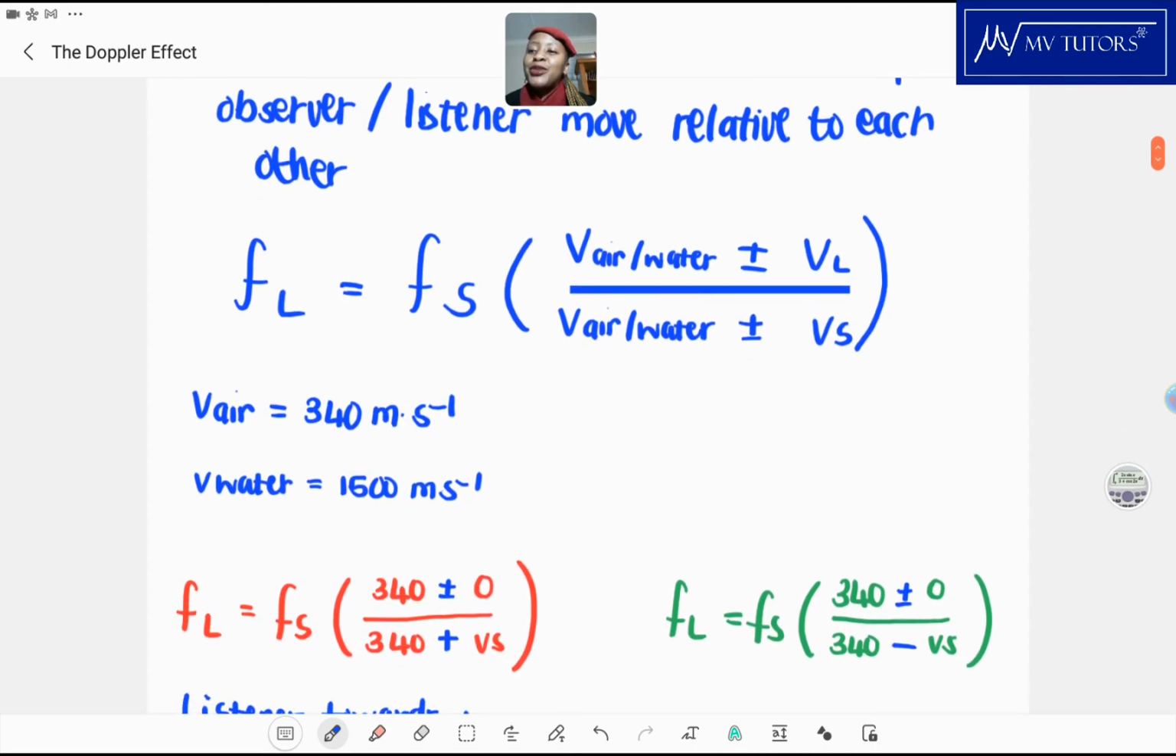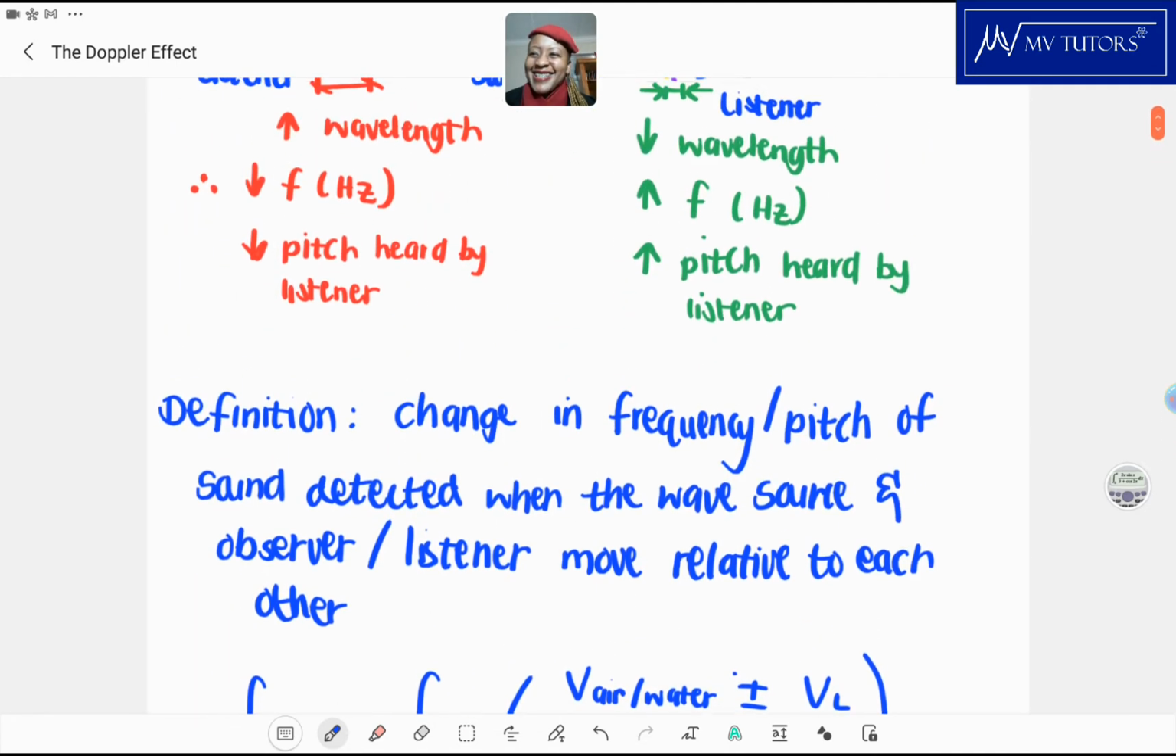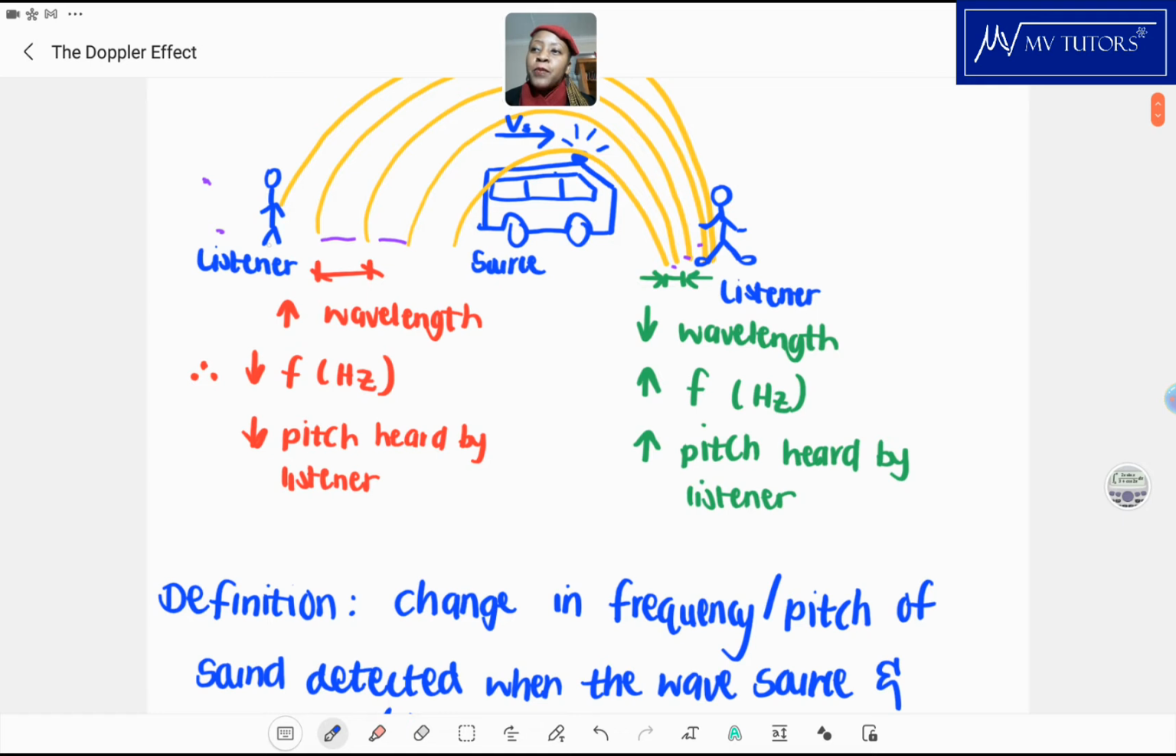Now, how do you know whether to choose plus or minus? It depends. Is the source moving away? Is the listener moving away? Or are they moving close to each other? Or is one still and is one moving? Looking at the sketch that I drew, I'm assuming that you and your friend are both still. So the listener on this side, when the source is moving away, is stationary.